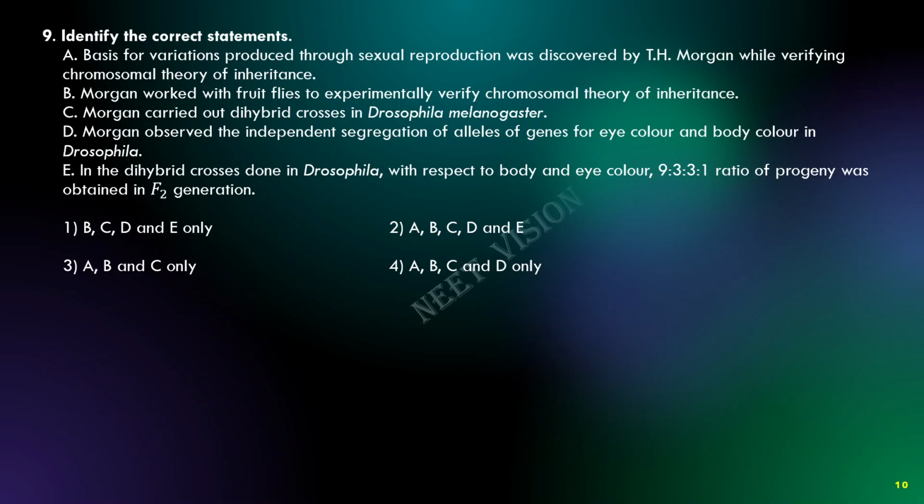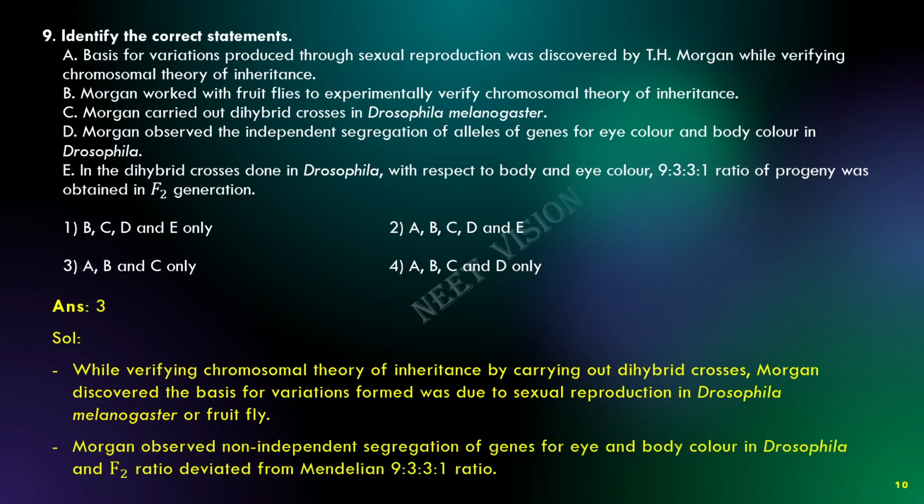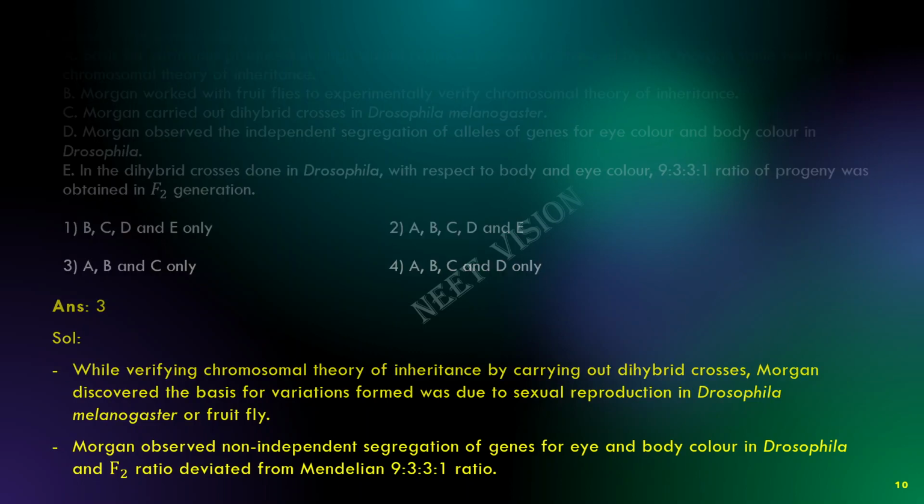A, B, C are correct, so the third option must be the correct one. Let us see the answer. Third one is given. While verifying the chromosomal theory of inheritance by carrying out hybrid crosses, Morgan discovered the basis for variations formed due to sexual reproduction in Drosophila melanogaster, or the fruit fly. Morgan observed non-independent assortment of genes for eye and body color in Drosophila, and the F2 ratio deviated from the Mendelian 9:3:3:1 ratio. Coming to the next question.